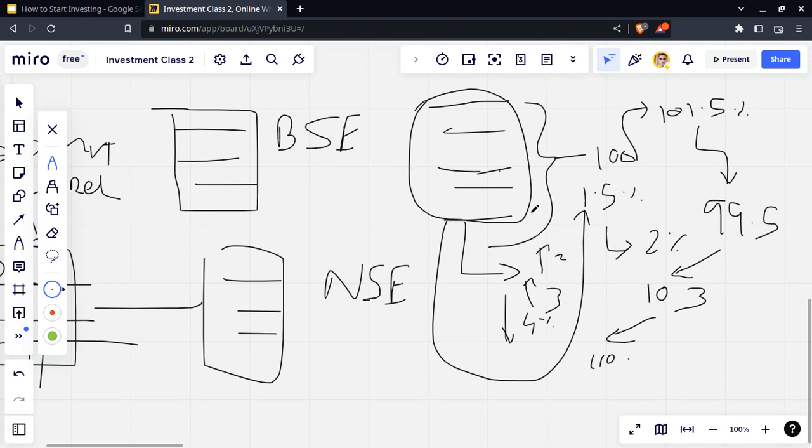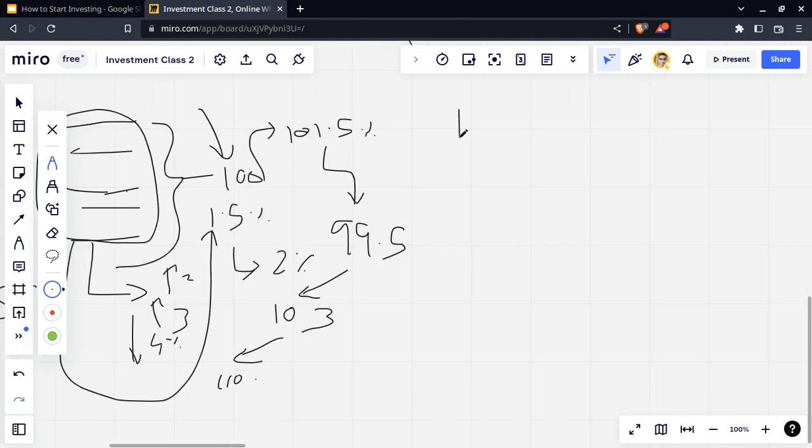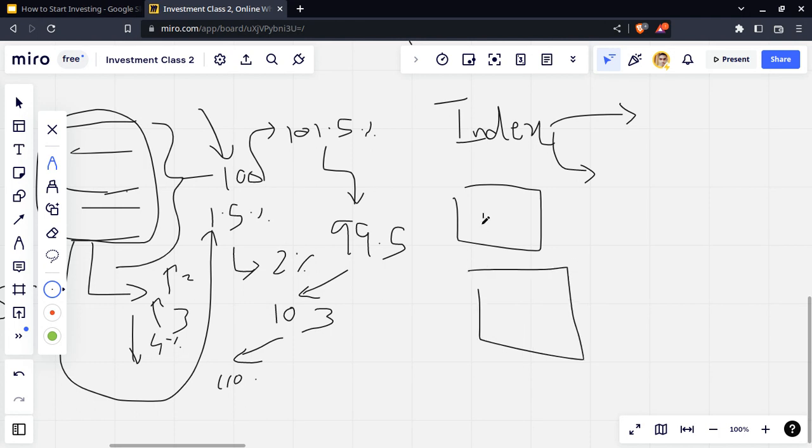So this averaging of these numbers is what is called an index. There are two major indexes that are used in India. As I said, there are two stock exchanges, one is NSE and BSE.